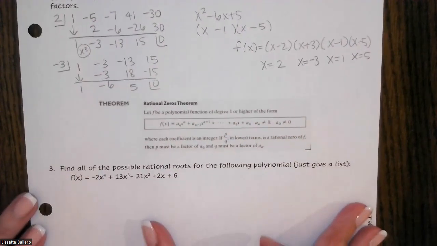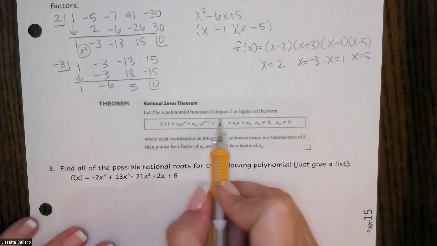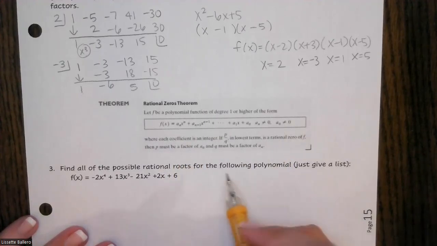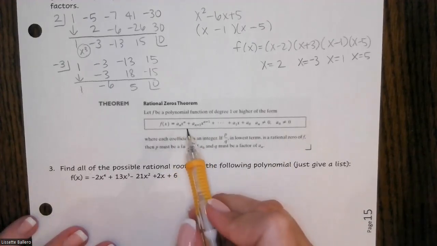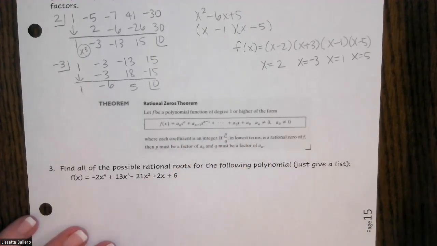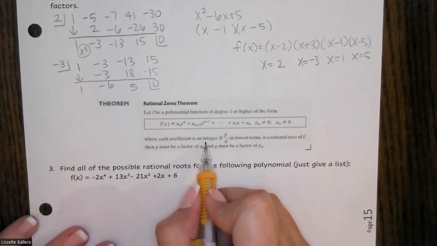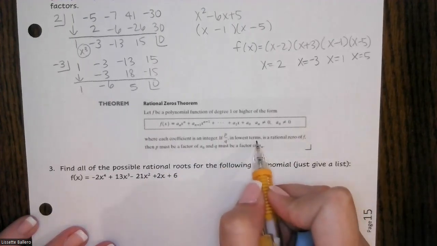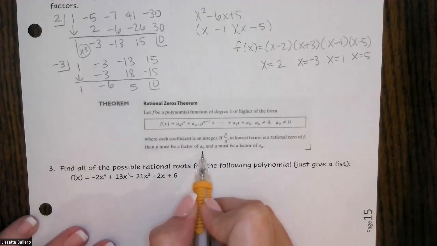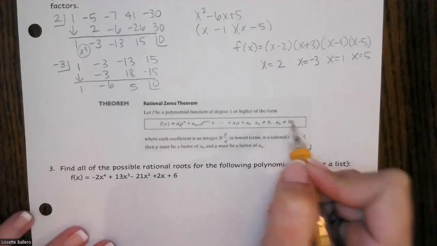All right, on the bottom here, we're going to talk about the theorem, the rational zeros theorem. It tells us let f be a polynomial function of degree 1 or higher in this form. And so that's just the standard form of a polynomial, where it's got the coefficient and then the x term raised to the power, and we do try and keep that in order from greatest exponent to the lowest. It says where each coefficient is an integer. If p divided by q in lowest terms is a rational zero of f, then p must be a factor of a sub 0, and q must be a factor of a sub n. So that's this coefficient, and then our constant.